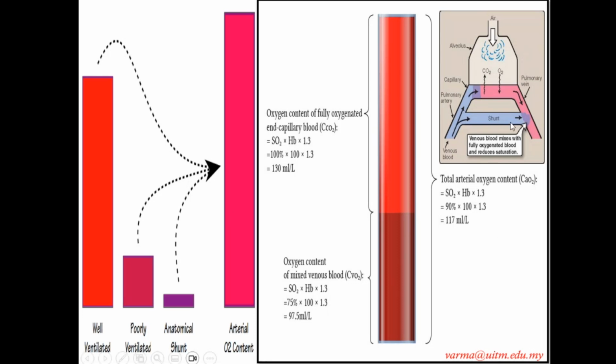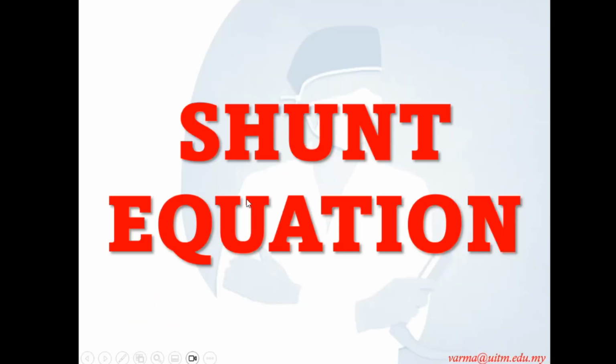So, as I mentioned, the venous blood mixes with the fully oxygenated blood and reduces the saturation. We can see the content of the fully oxygenated blood versus the content of the mixed venous blood. When they mix together, they will drop the final oxygen content from 130, because of the mixture with the 97.5, it becomes 117. So shunt actually reduces the partial pressure of oxygen at the end, and thus also reduces the arterial content of the oxygen that is going back to the left heart. All these bring us to the shunt equation.